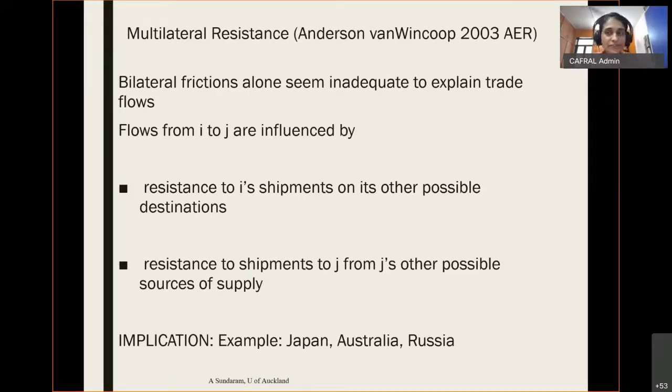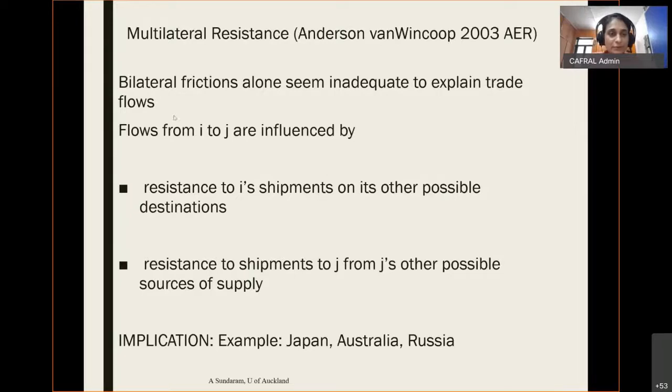What is multilateral resistance? Again, intuitively, you can think of it as the overall cost of supplying goods to that particular country. And that is going to be high, of course, if you're very remote. So shipping things to Australia is very high cost, right? Which is why Australia generally has higher price levels. The same thing with New Zealand. So you have to account for this multilateral resistance if you want a good gravity model that can actually explain trade flows well.